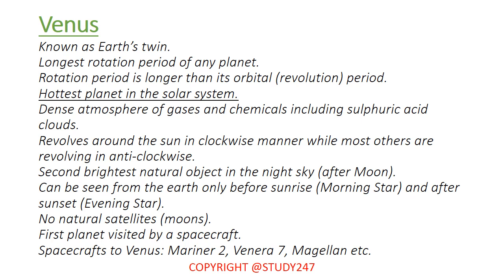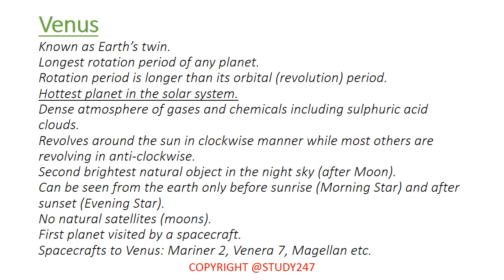Next, the longest rotation period of any planet is also Venus. Its rotation period is longer than its orbital revolution period. And the hottest planet in the solar system is also Venus. It has a dense atmosphere of gases and chemicals including sulfuric acid clouds, and it revolves around the sun in a clockwise manner while most others revolve anti-clockwise. I have mentioned only the most important facts about all the planets, so I request you to kindly make a note of all these things.